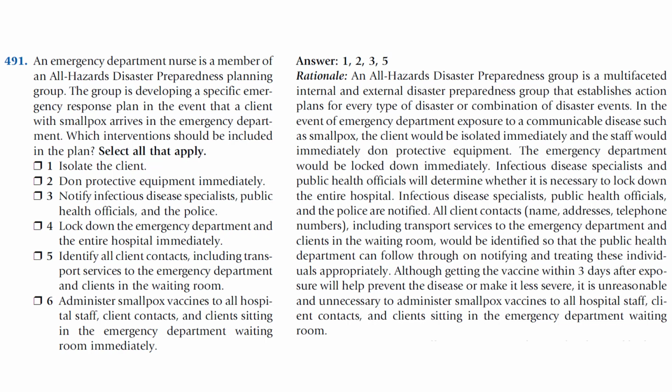All client contacts, name, addresses, telephone numbers, including transport services to the emergency department and clients in the waiting room, would be identified so that the public health department can follow through on notifying and treating these individuals appropriately. Although getting the vaccine within 3 days after exposure will help prevent the disease or make it less severe, it is unreasonable and unnecessary to administer smallpox vaccines to all hospital staff, client contacts, and clients sitting in the emergency department waiting room.